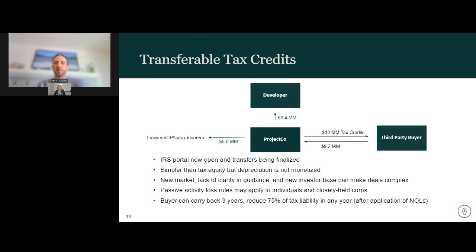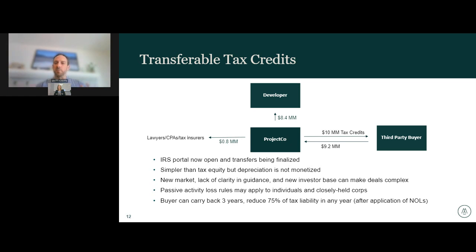Transferable tax credits. Again, we talked about this. This is a way that benefits not only the developer, because they can monetize this important, valuable asset that they have, the tax credits, but also investors, which is basically anyone with a tax liability currently or that forecasts one in the future. So again, the project company is going to develop the project. It's going to generate tax credits. It's going to sell those credits at a discount to a buyer.